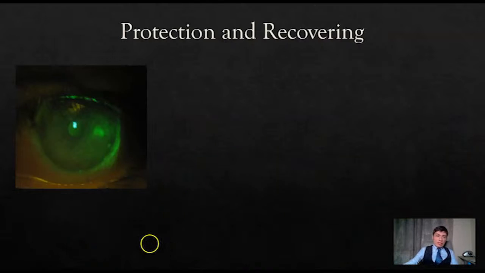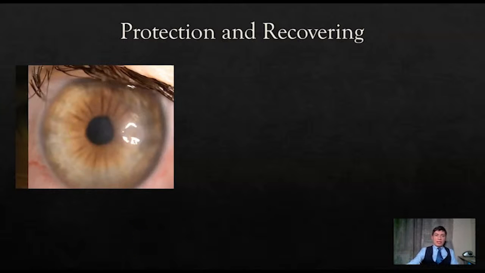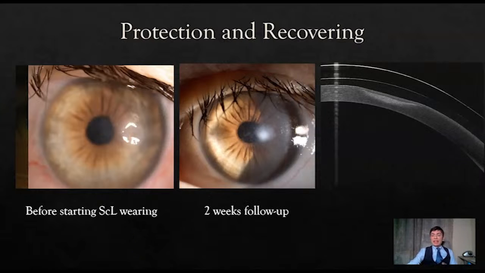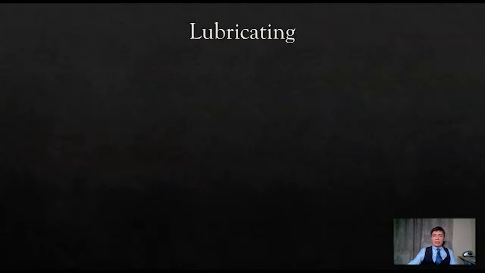This is another patient with a corneal ulcer. In this first picture, we can see with fluorescein the presence of an ulcer. This is the same ulcer in slit lamp, and this is the situation before starting scleral lens wearing. This picture is the first follow-up control after 15 days. And this is an OCT scan that shows how after 2 weeks we have an ulcer healing.